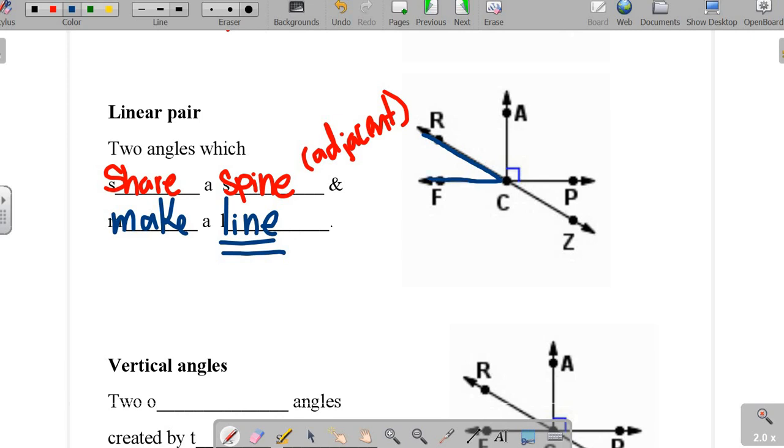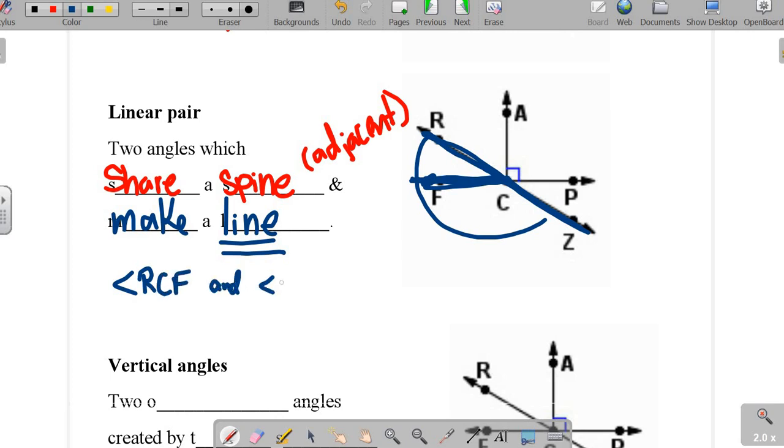Here's a couple examples. Trace RCF. Now trace FCZ. Do it again with your fingers. Please trace RCF, FCZ. Share a spine, make a line. That would be an example of a linear pair.